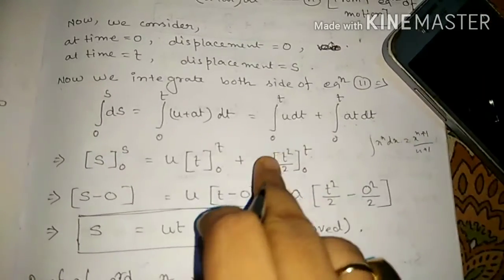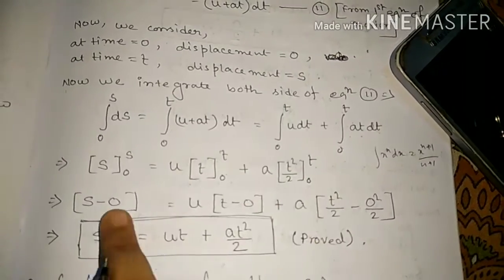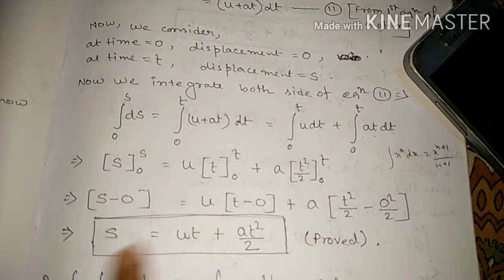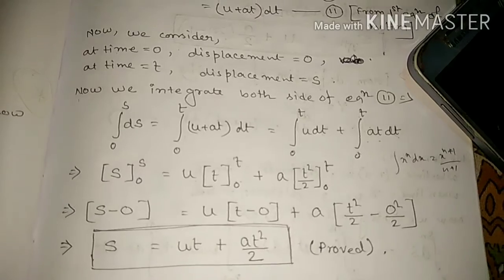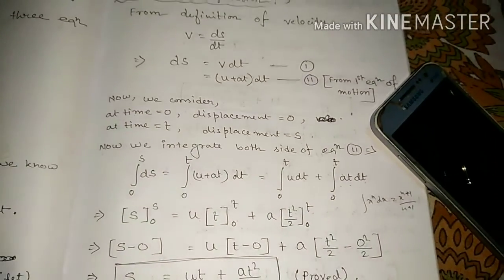That one we use here. That's why t square by 2, 0 to t. So upper limit minus lower limit. Here also we put the limit, so we get our second equation of motion, that is s equals ut plus half at square. Is it okay?